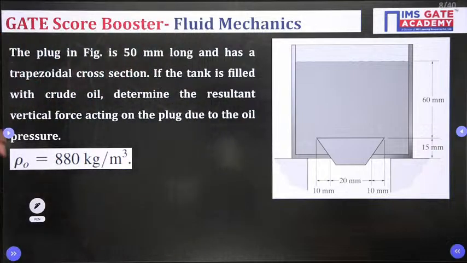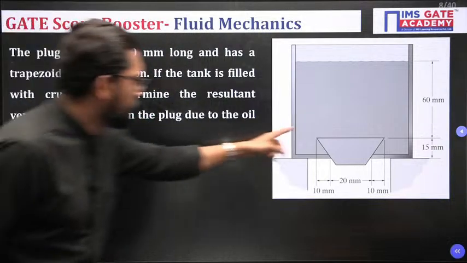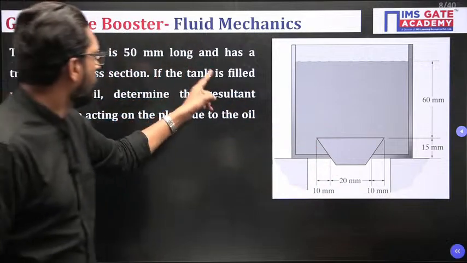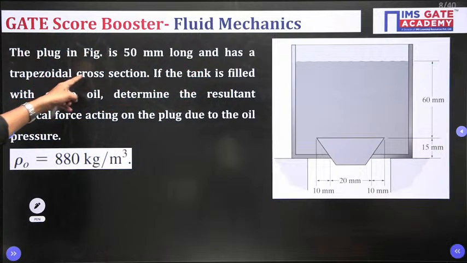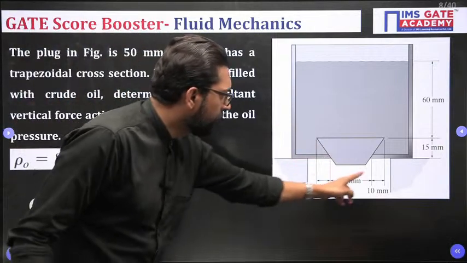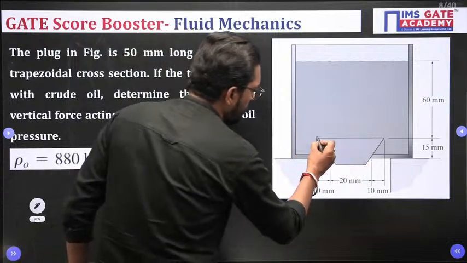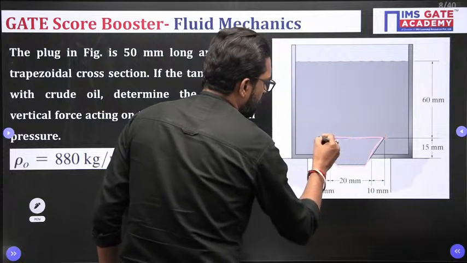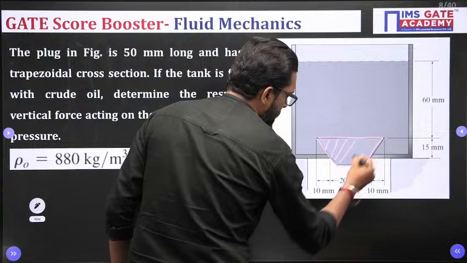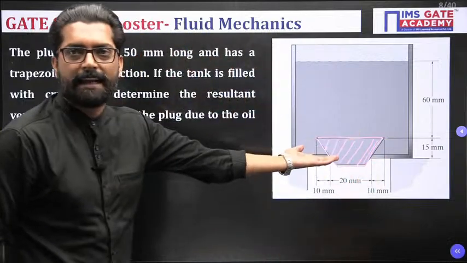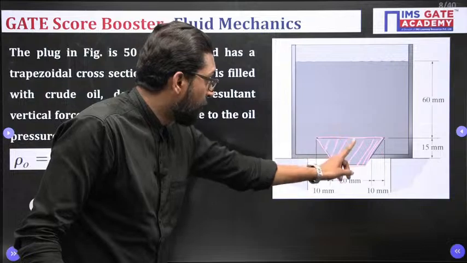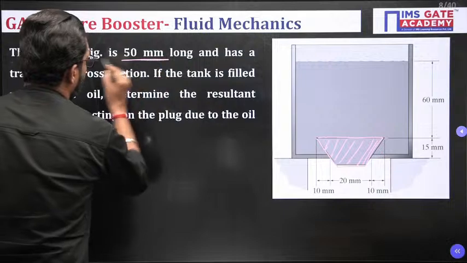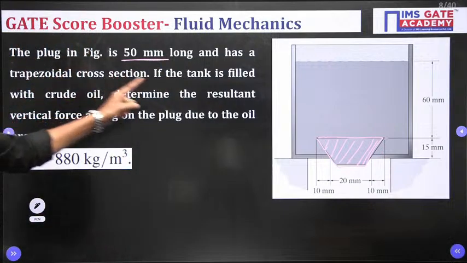The question is that there is a plug. This is your plug in the figure, 50 mm long, and it has a trapezoidal cross section. This plug is fitted at the lower portion of the tank, and the length perpendicular to the board is 50 mm. Trapezoidal cross section. What is the cross section?